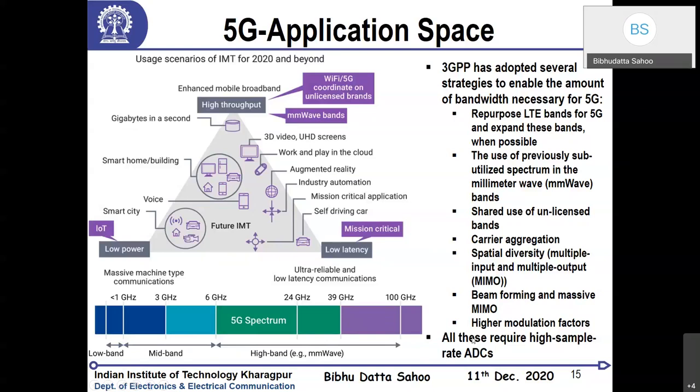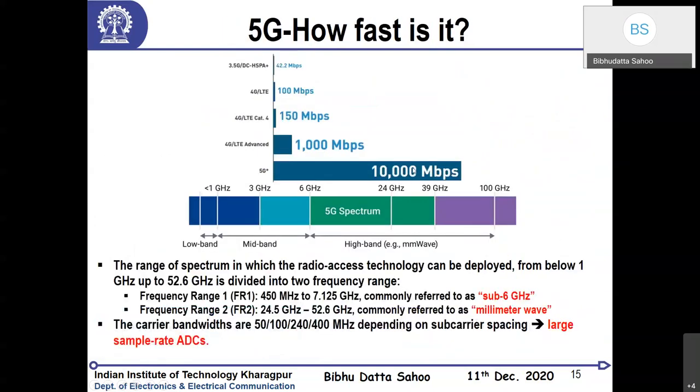Now let's see how fast 5G is. 3G was 42.2 Mbps. 4G LTE was 100 Mbps. 4G CAT. There are different categories of 4G, and revisions keep on happening. I think revision 20 is this year or something. CAT 5, category 5, is 150 Mbps. 4G LTE advanced is 1000 Mbps, which is 1 Gbps. And 5G is supposed to achieve almost 10 Gbps.